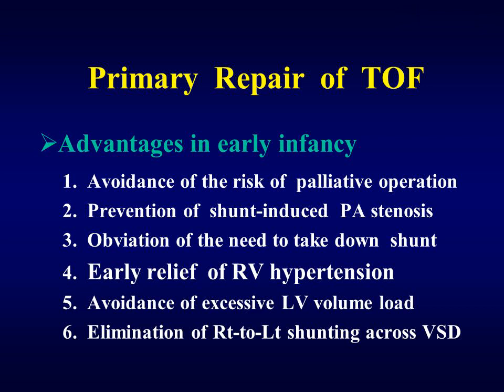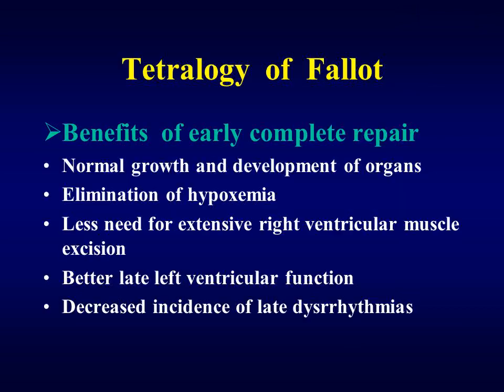Primary repair of TOF: advantages in early infancy. 1. Avoidance of the risk of palliative operation. 2. Prevention of shunt-induced PA stenosis. 3. Obviation of the need to take down shunt. 4. Early relief of RV hypertension. 5. Avoidance of excessive LV volume load. 6. Elimination of right-to-left shunting across VSD. Tetralogy of Fallot benefits of early complete repair.